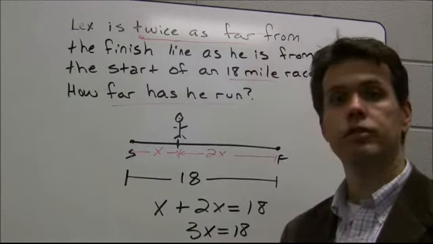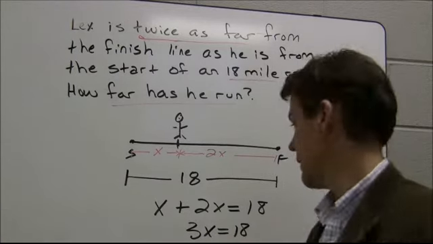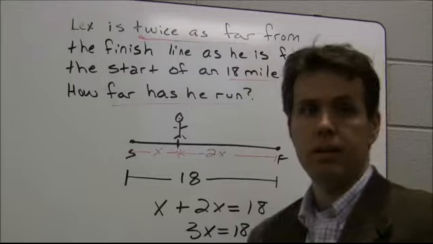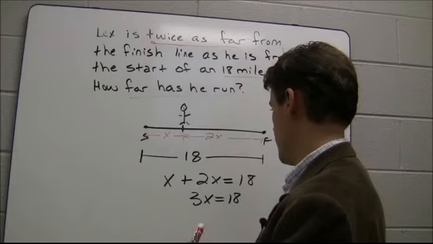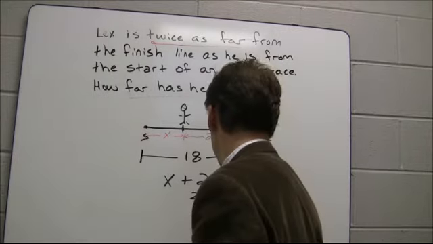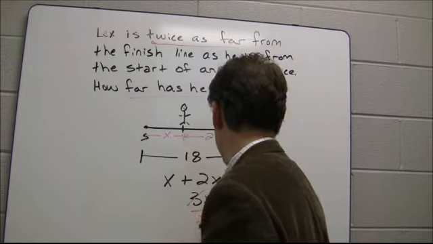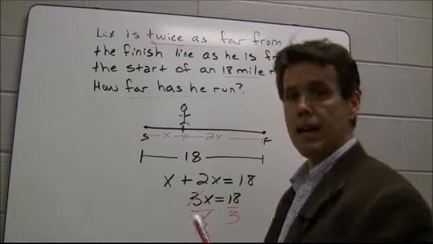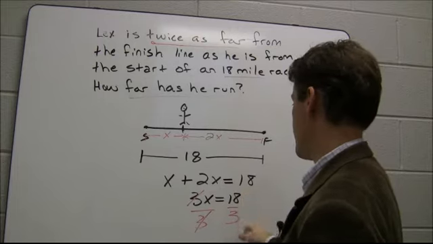And then what do we do to solve for x? Good. I divide both sides by 3. Those 3's cancel out. And what am I left with at the end? 18 divided by 3 is 6.